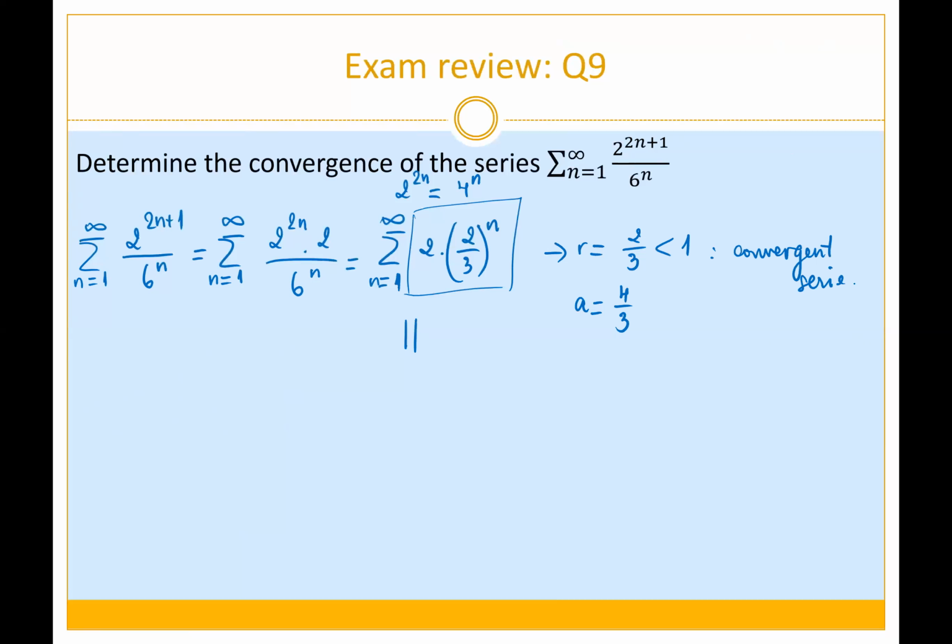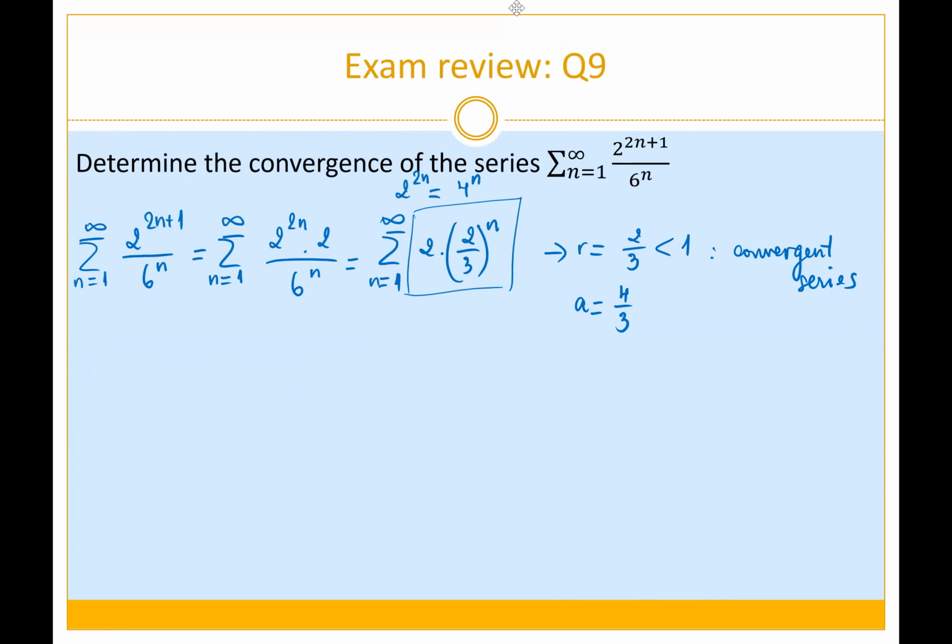And here it's only asking you to find what is the convergence of the series. So you don't need to find the sum. But if you want to, that's fine. You just need to know that it's a convergence series, because the factor is 2/3, which is smaller than 1.